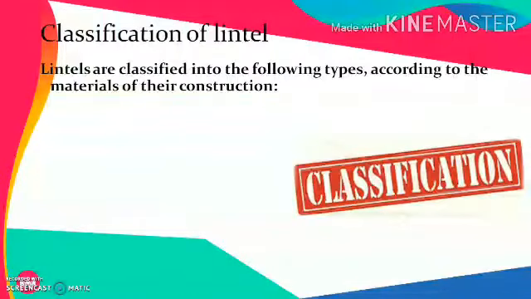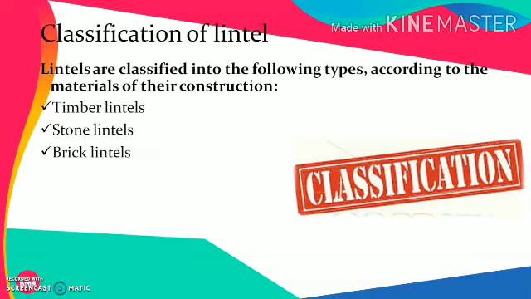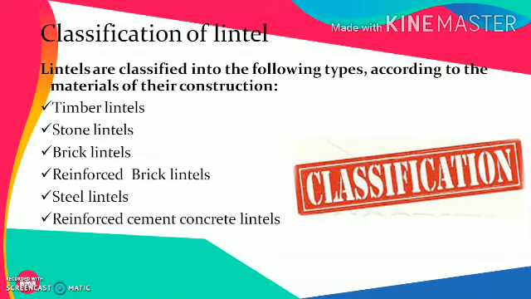The classification of lintels. Lintels are generally classified according to the material used for construction. The different types of lintels are timber lintels, stone lintels, brick lintels, reinforced brick lintels, steel lintels, and reinforced cement concrete lintels. As the name itself suggests, they are composed of a particular type of material. For example, timber lintels are made up of timber, stone lintels are made up of stone, and so on. Let's understand it in more depth.